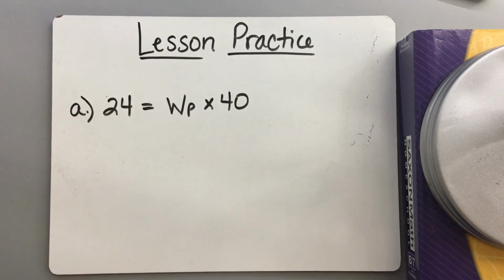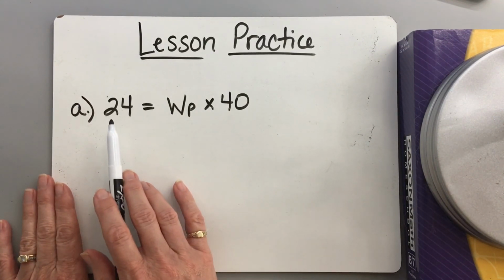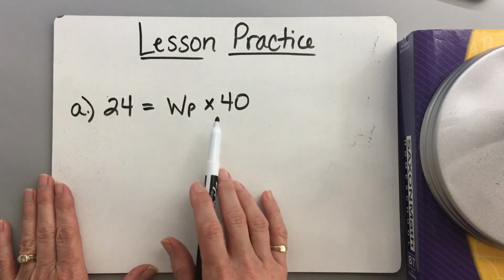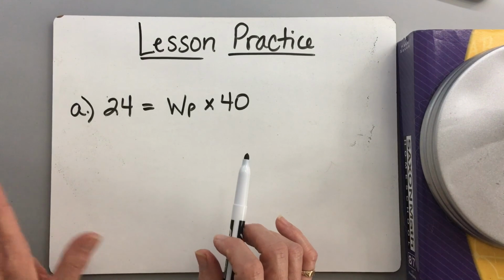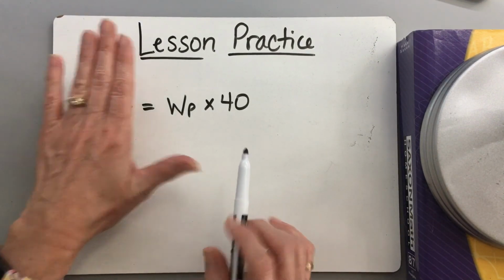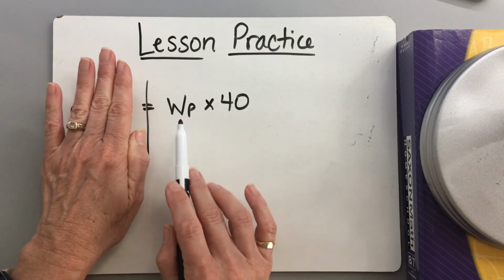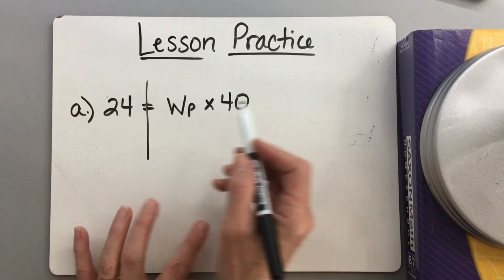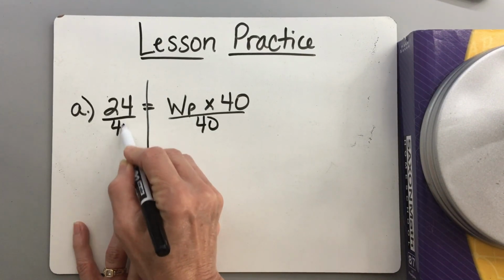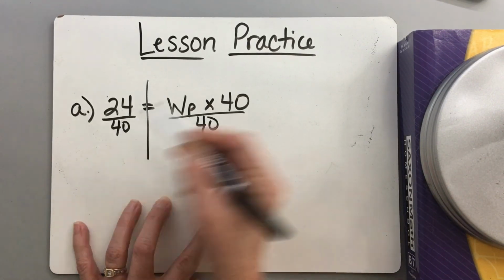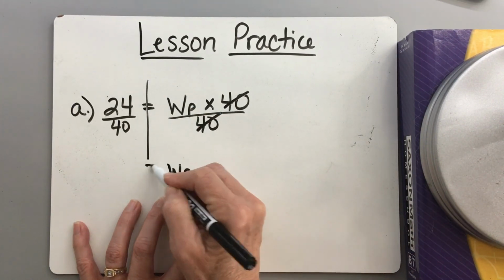So here's the first problem. Here's problem A. 24, I've already translated it for you. 24 equals what percent of 40? And then we solve it the way that we've been doing the other equations. We can cover over the one problem, or we can draw a wall. We need to get rid of whatever is beside the variable, which is the 40. So we're going to divide by 40 on both sides. Remember, whatever you do to one side, you must do to the other. We cross that out. We're left with WP, what percent.